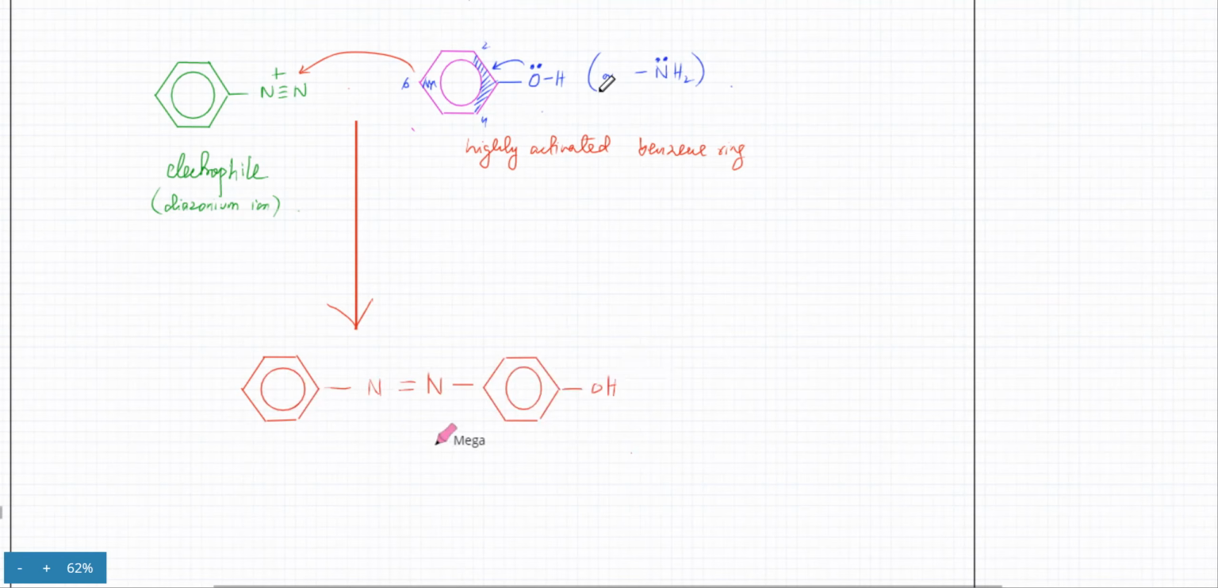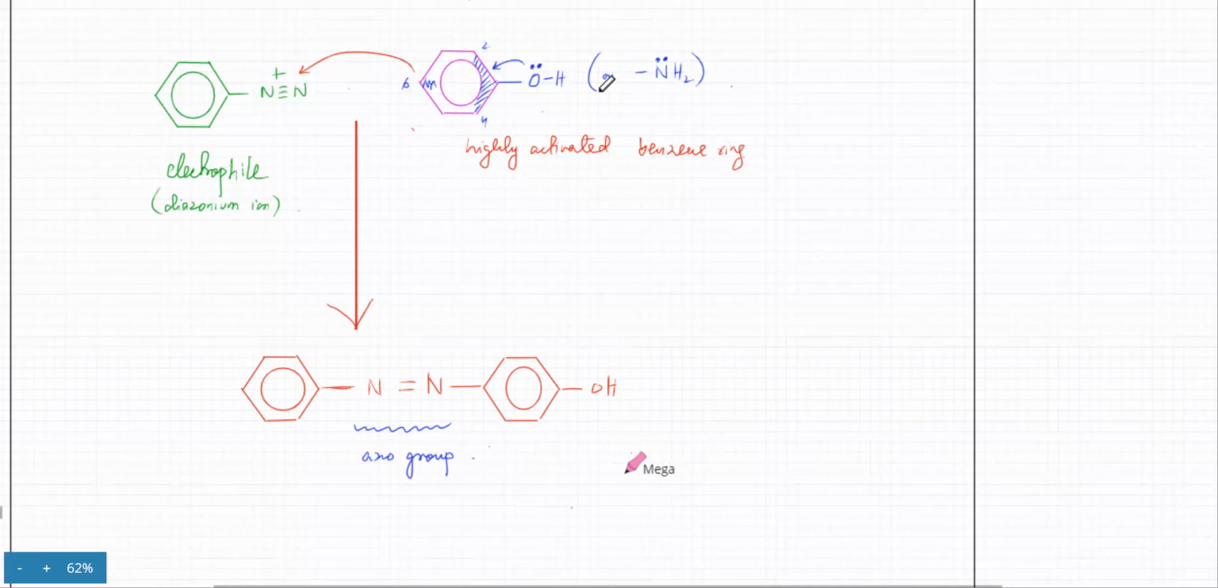The N triple bond N plus one, let me show this. Previously you had a triple bond here and you had a positive charge. The N attracted electrons from the benzene. So the N ended up bonding with this benzene. And that's how azo dyes are formed. So this over here is the basic structure of what an azo group is. And this is the stable colored compound that is formed.